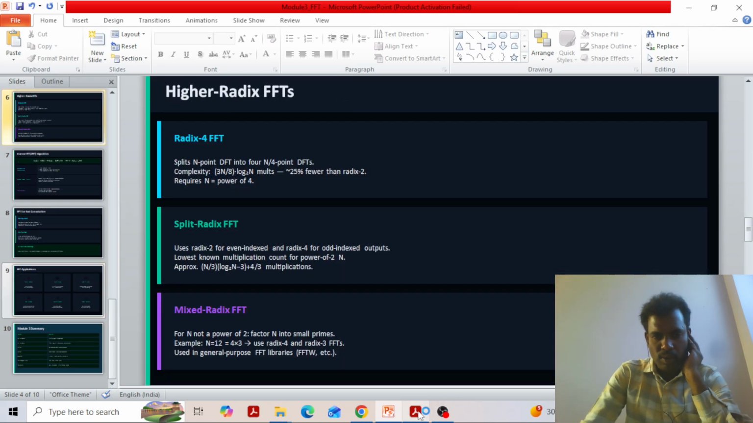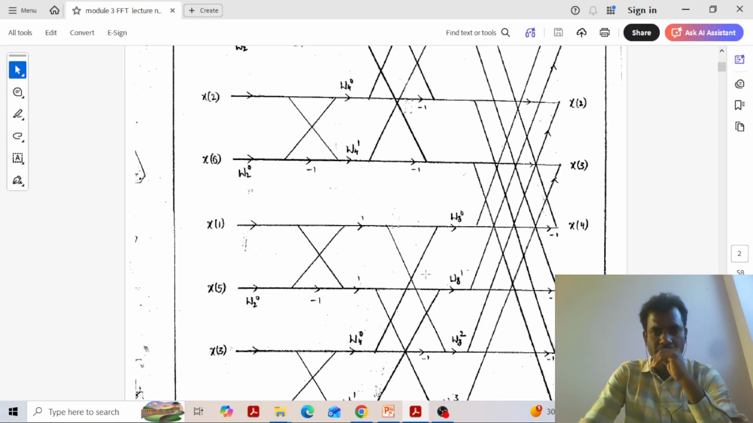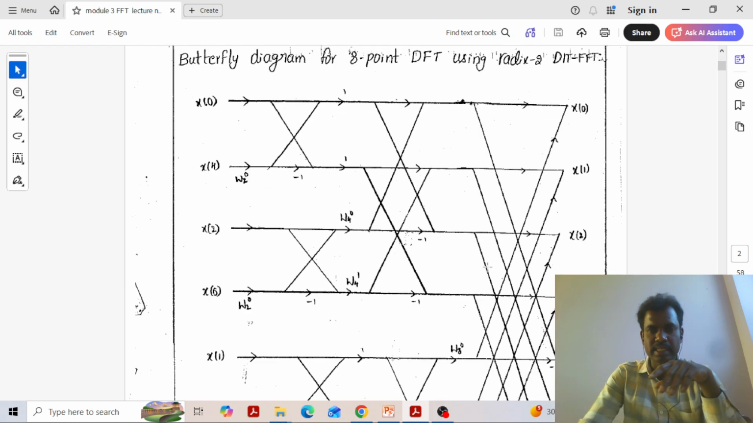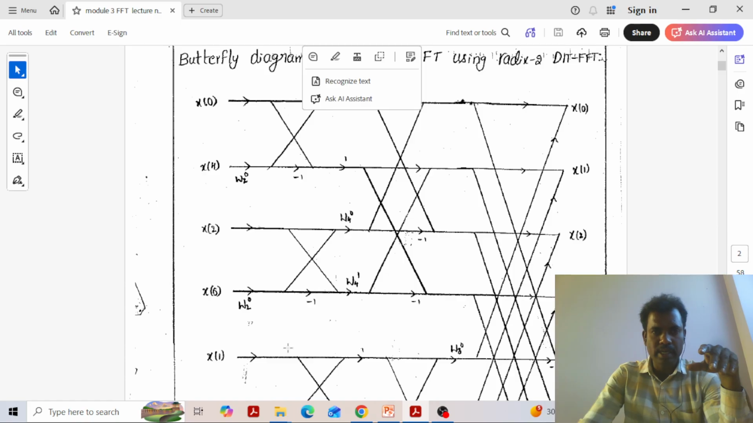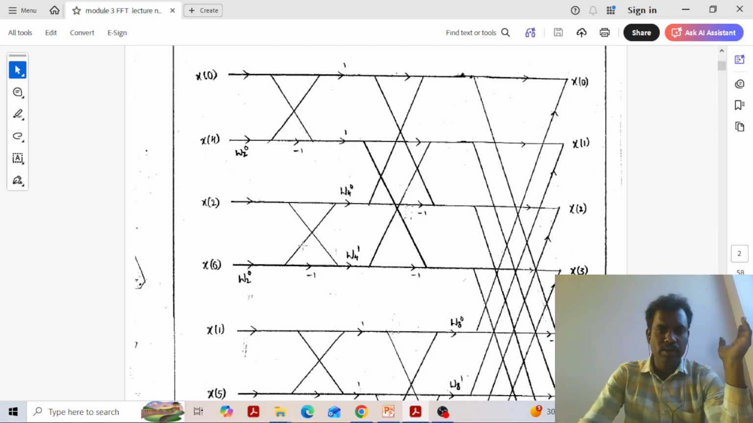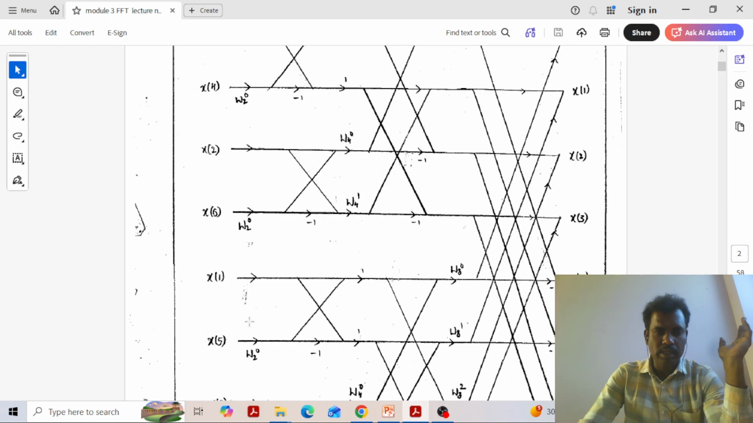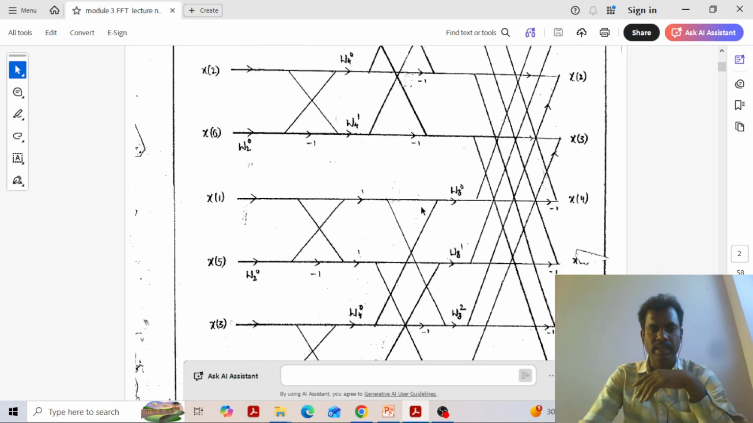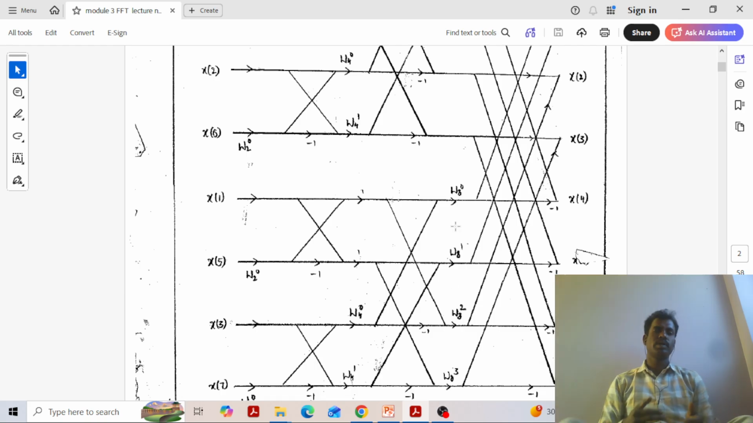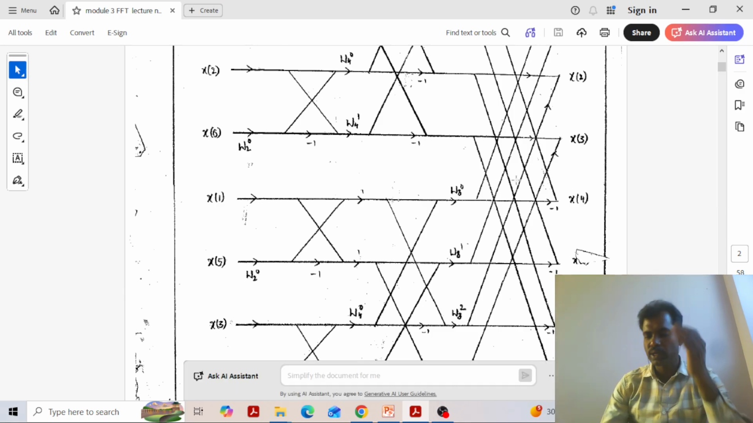If you see this one, n is equal to 8, so log 8 base 2 means 3 stages. This is stage 1, 2-point butterflies, this is stage 2, 4-point butterflies, and this is stage 3, 8-point butterflies. You can observe in every stage we are multiplying 4 times. Here upper 2 times, here 2 times, here 4. So in every stage we perform n by 2 multiplications. The number of stages is log n, so n by 2 log n.